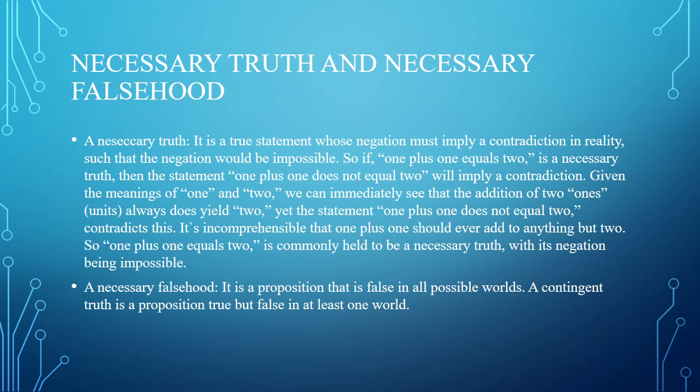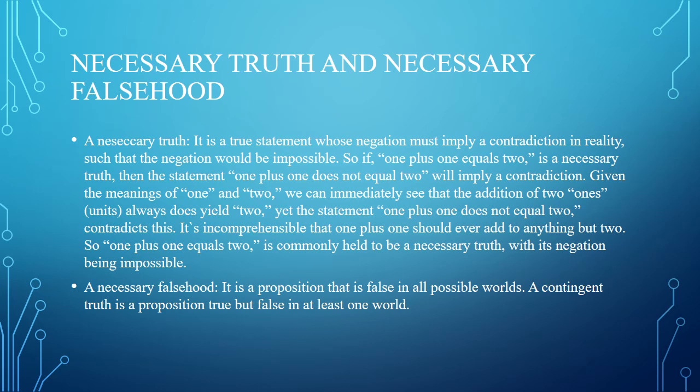A necessary truth is a true statement whose negation must imply a contradiction in reality, such that the negation would be impossible. So if 1 plus 1 equals 2 is a necessary truth, then the statement 1 plus 1 does not equal 2 will imply a contradiction. Given the meanings of 1 and 2, we can immediately see that the addition of two ones always does yield 2, yet the statement 1 plus 1 does not equal 2 contradicts this. It's incomprehensible that 1 plus 1 should ever add to anything but 2. So 1 plus 1 equals 2 is commonly held to be a necessary truth, with its negation being impossible.